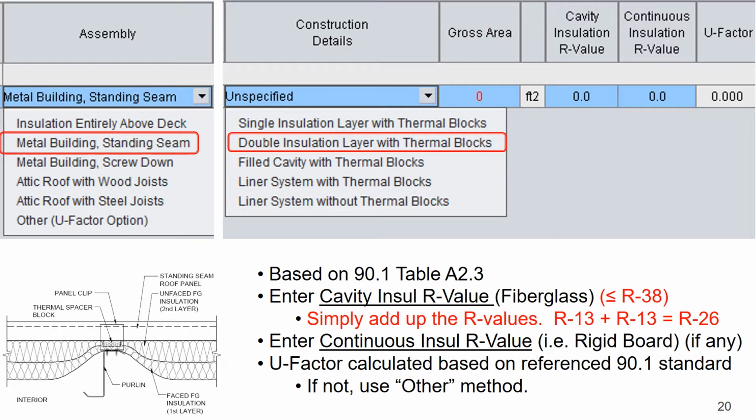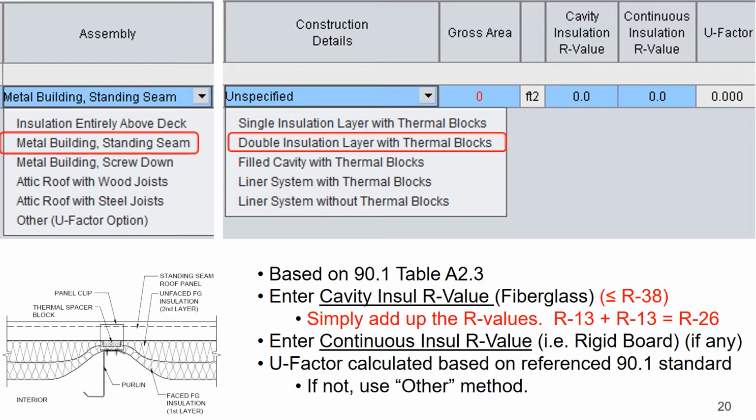So for this case, you would add up the R values of insulation. If you had an R13 plus R13, you would simply add up the R values, so it'd be R26. The software does not acknowledge anything over R38. If you put in R38, it would max out at a particular U factor. If you put R40, it would still assume it's an R38.